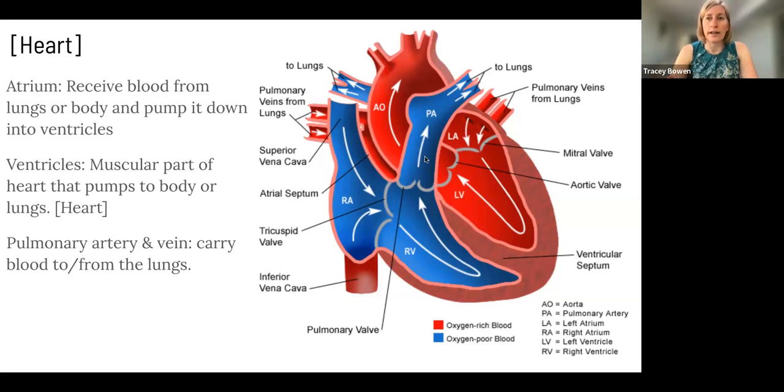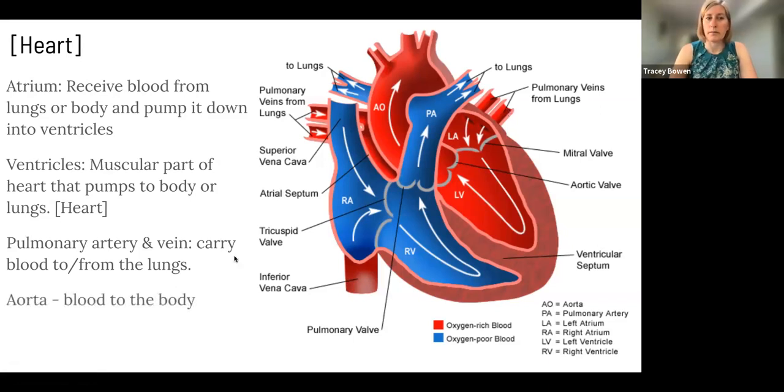So not always do arteries carry oxygenated blood, but always arteries carry blood away from the heart and veins carry blood back to the heart. And so the pulmonary artery is going to carry blood away from the heart to the lungs to pick up oxygen. And the pulmonary veins, which are behind here and also behind here, connect in the left atrium here. They are bringing oxygenated blood back to the heart.